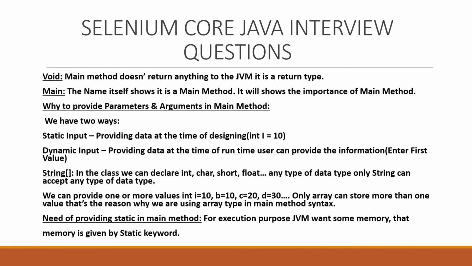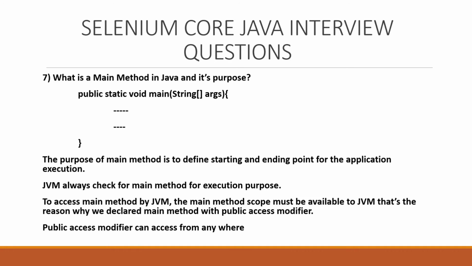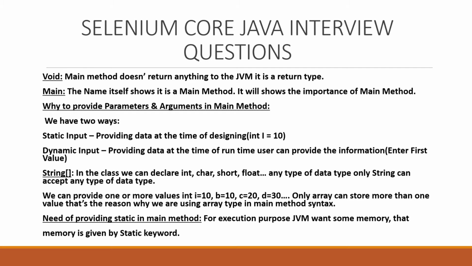And also, what is void? The main method does not return anything to the JVM; void is the return type. And what is main here? The name itself shows it is the main method, and it always shows the importance of the main method.